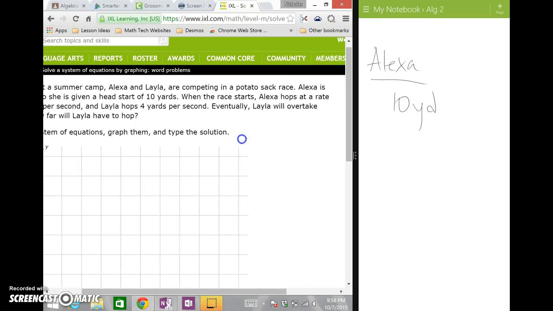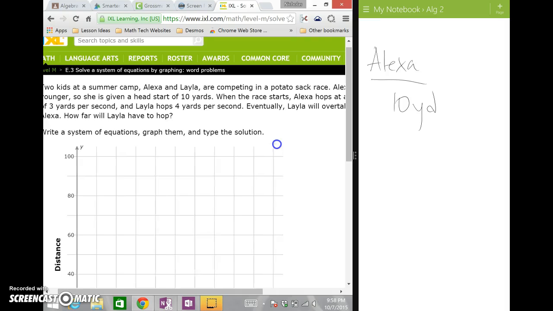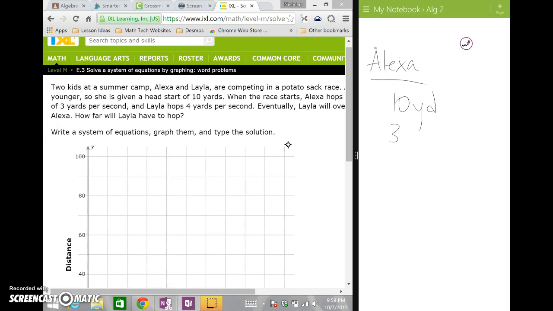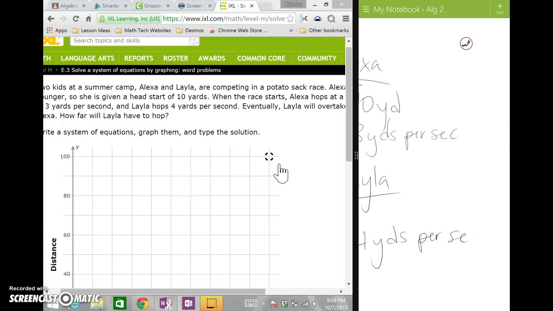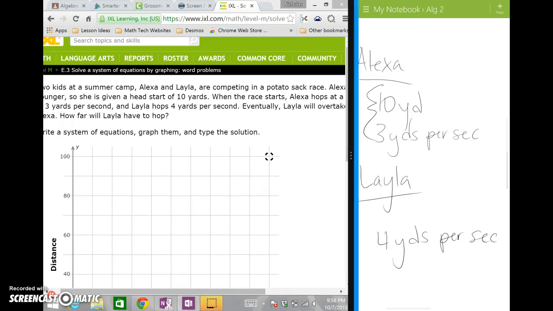When the race starts, Alexa hops at a rate of 3 yards per second. So 3 yards per second, that's for Alexa. And then let's write some Layla down here. And Layla hops at 4 yards per second.